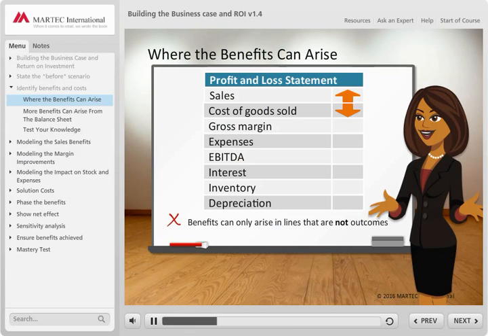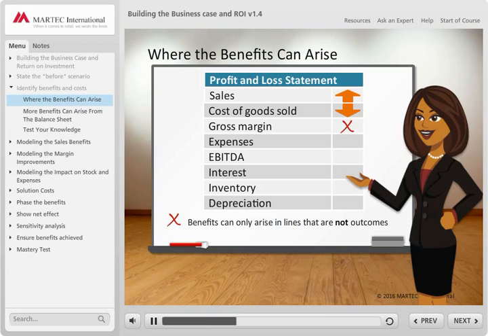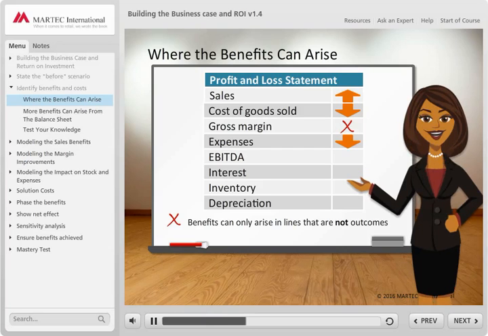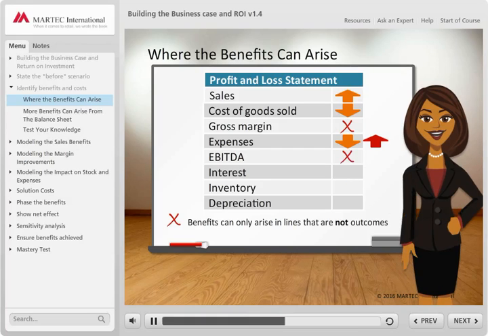Will the solution improve gross margin? Not directly, because gross margin is an outcome or a result, just as profit before tax is an outcome. Gross margin can only be improved by reducing the cost of goods sold or reducing markdowns. Will the solution reduce expenses? Perhaps, but it may also increase them in order to fund the solution itself. Expenses are usually grouped into 12 to 15 major headings in a retailer's accounts, so they will often need to be considered at that level of detail. More on this in a few minutes.